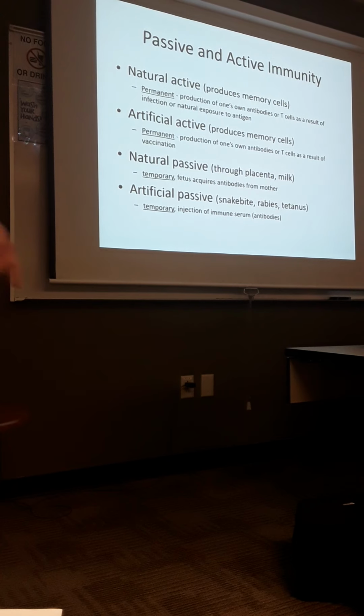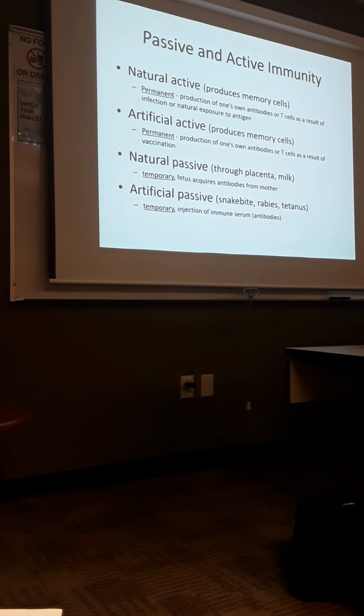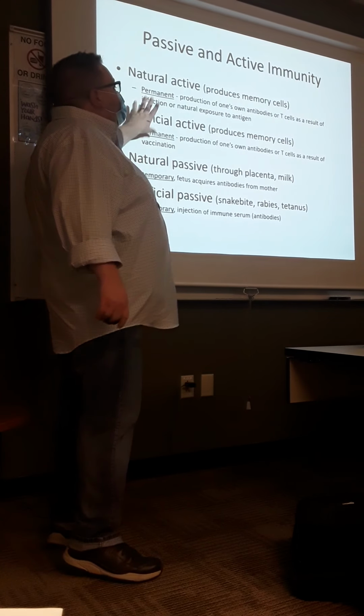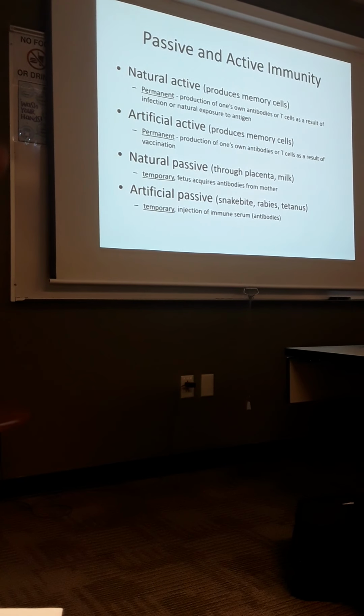So you're saying that artificial active immunity is permanent production of one's own antibodies or T cells? Right, it's permanent immunity, meaning that those antibodies and T cells will stick around. T cells will stick around for decades. But you may have to get a booster. So you get a flu vaccine every year. That's kind of like a booster, to give it a boost.